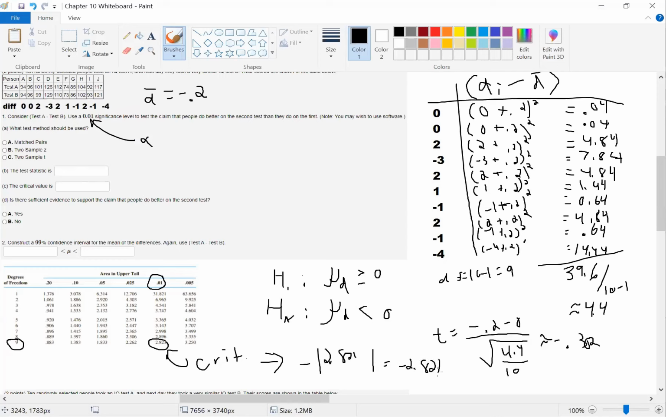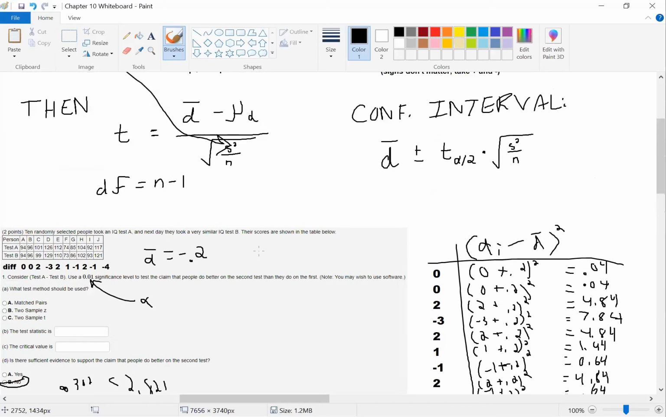Don't forget about your sign. If you're doing these tests and your critical value is wrong, the first thing you should do is change the sign because you might have screwed up there. In this case, there is nowhere close to sufficient evidence. Our t-score is nearly 0. So no, because our 0.302, because remember we take the absolute value here for comparison to make it easier, 0.302 is less than the 2.821.